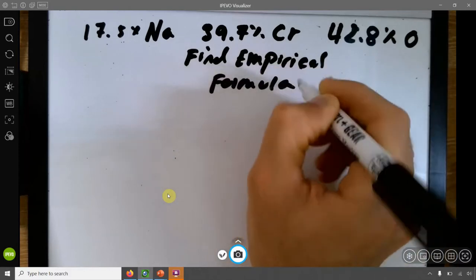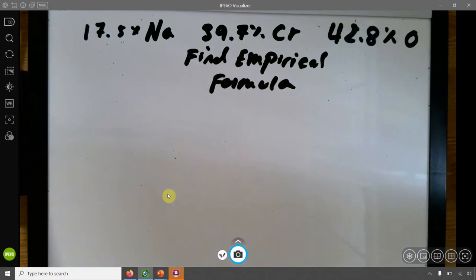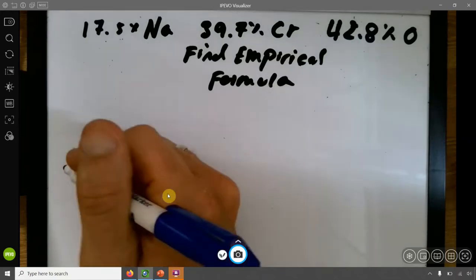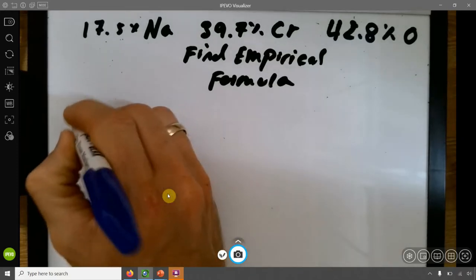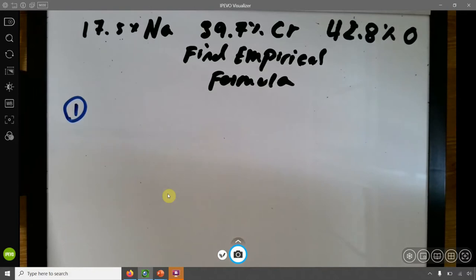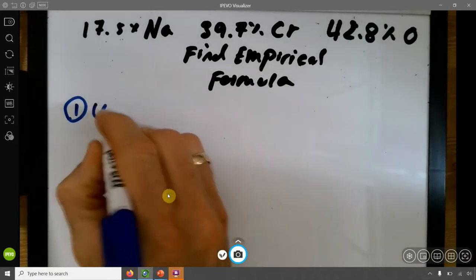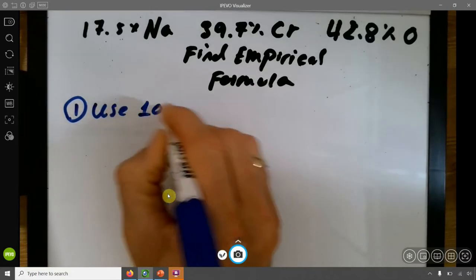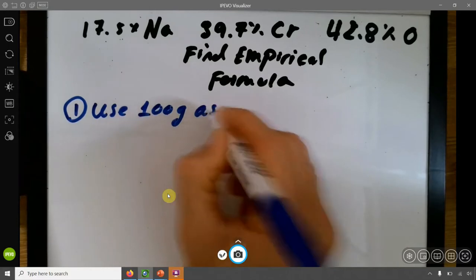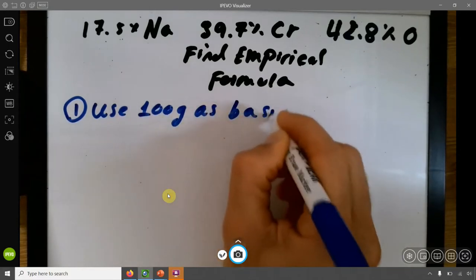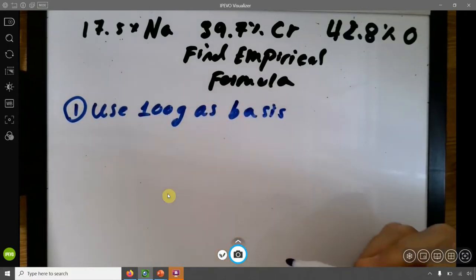Now I'm going to prescribe a recipe that you can follow whenever you're being asked to find the empirical formula of anything given these percentages. If you follow this recipe, you will always get the correct answer. So step number 1, use 100 grams as your basis. What do I mean by that? Multiply these percentages by 100 grams, because these are by mass.